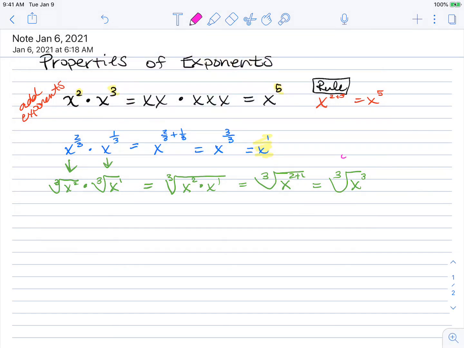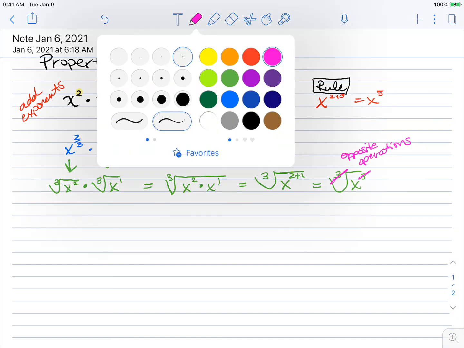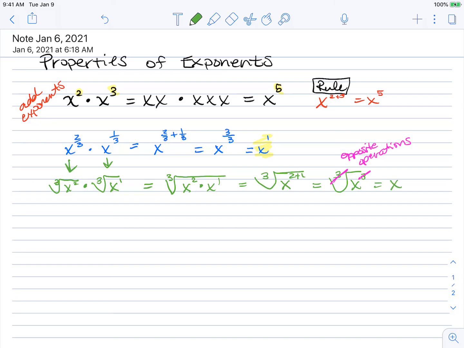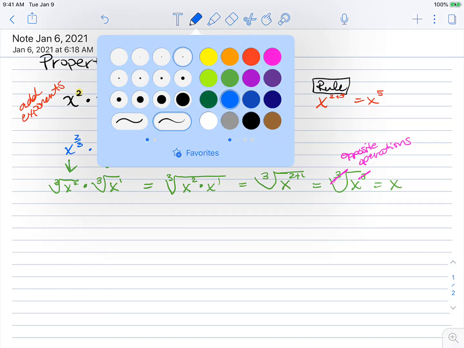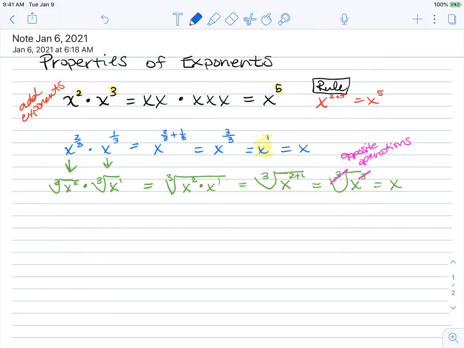And these are opposite operations where I can cancel out. So I'm going to say these are opposite operations, and I can cancel those out, and that leaves me just an x. So I can write this down as just x. And this right here, this x to the 1, well, I could have just said that's the same as x. And in the end, I have the same answer either way I do it.